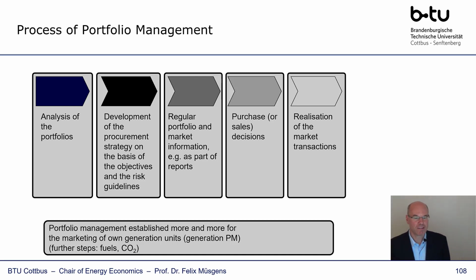Portfolio management is established more and more for procurement purposes, but also for generation units. That's what we discuss next, which is then called generation asset portfolio management. And then it's also for types of fuels, because if you have, for example, a conventional power plant which converts gas to electricity, you need the gas. If you even have a coal-fired power plant, you need the coal. So you have to buy fuels and you have to manage emission allowances, CO2. That's further steps.